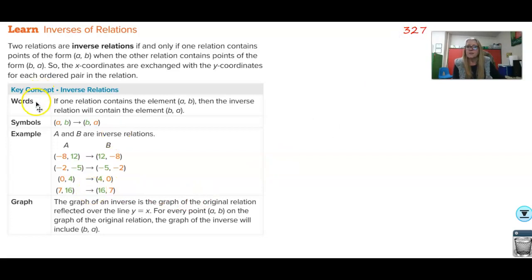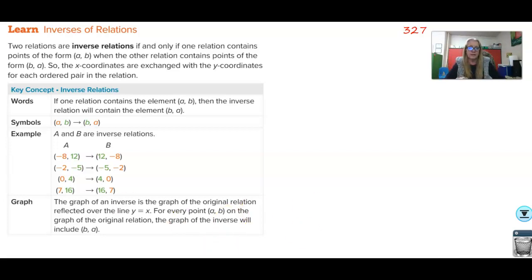Okay, so here's an example. Let's say that function A has a point (-8, 12). Function B, the complete opposite of it, will have a point (12, -8). So what they're saying is that when you have a graph of an inverse, it's the graph of the original relation reflected over the y = x line.